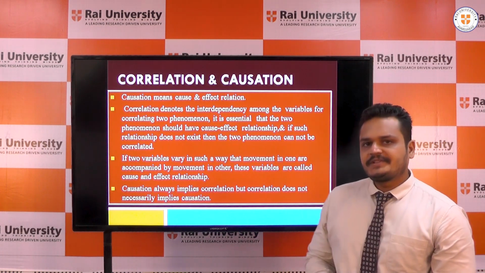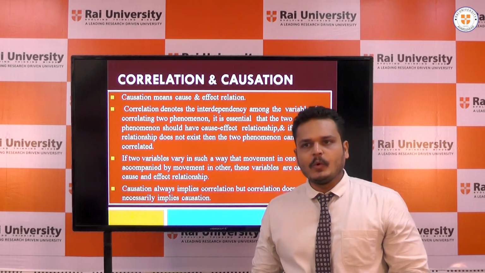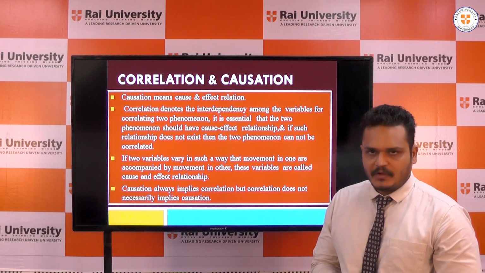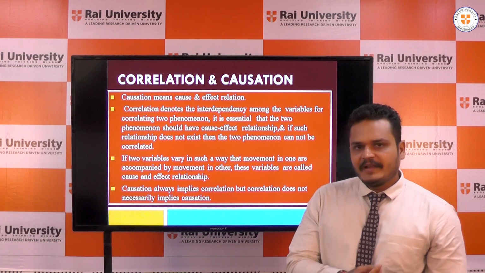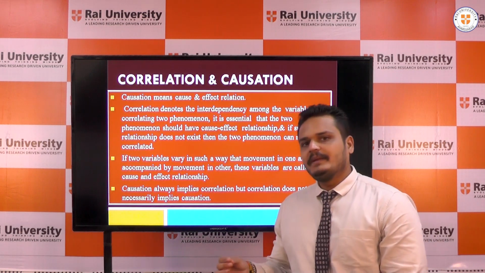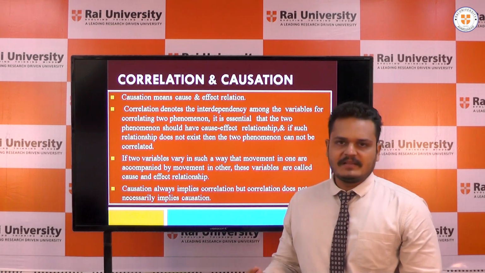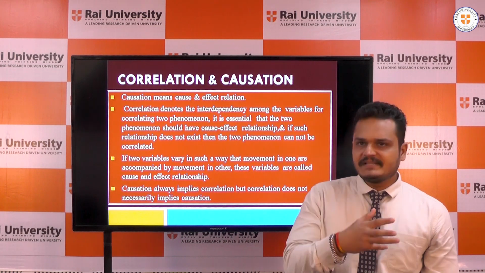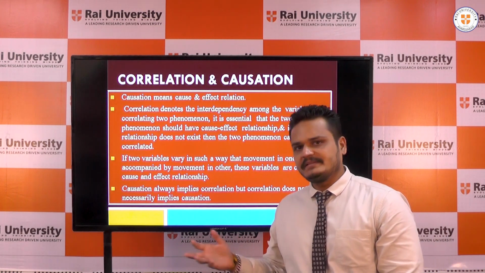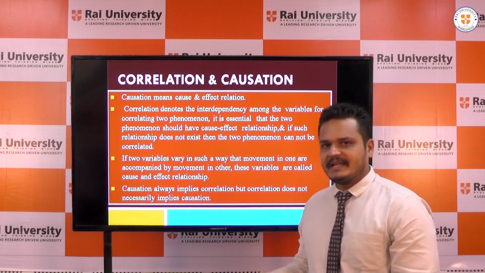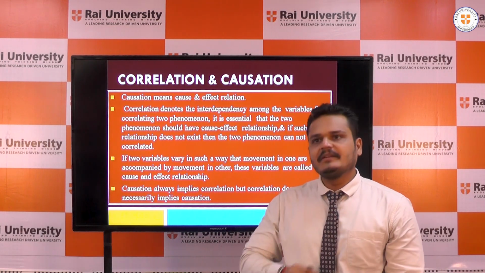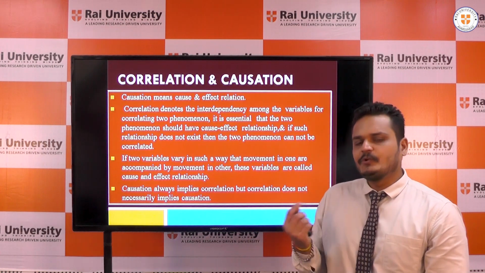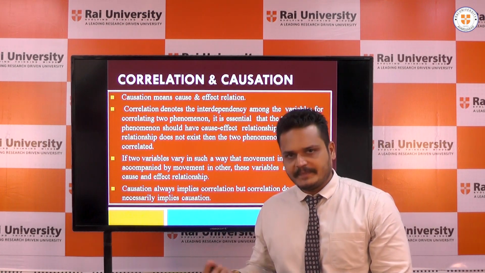Correlation and the causation effect. Causation means cause and effect relationship. Cause and effect relationship stands on one variable being the independent variable and another variable being the dependent variable, which means if one variable changes, another variable also changes in the same direction or opposite direction. We can say that if one variable changes, accordingly another variable also changes. It shows cause and effect relationship.